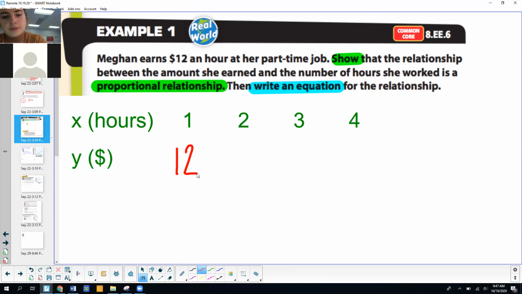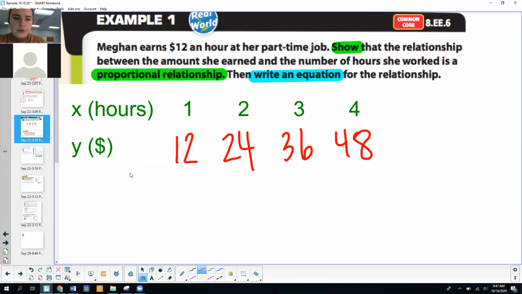So 2 times 12 gives us 24. For every 3 hours she works, we're gonna do 3 times 12, which gives us 36. For every 4 hours she works, she's gonna make 48 because we're gonna multiply each by 12. Because for 1 hour of work, she makes $12, 2, 24, 3 hours, 36, 4, $48. So we filled out this table.